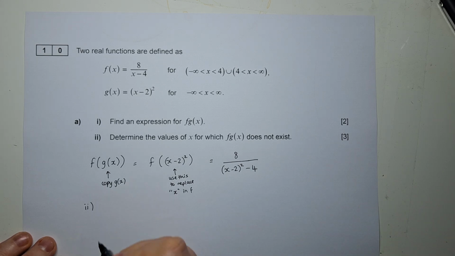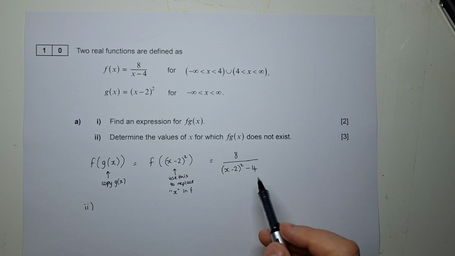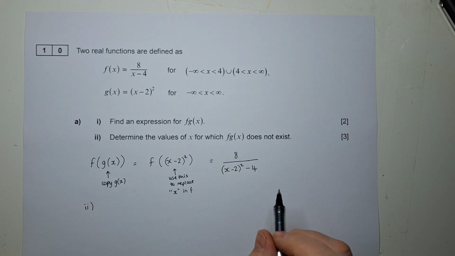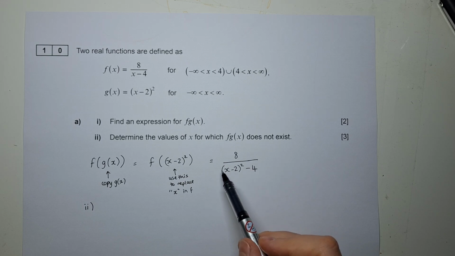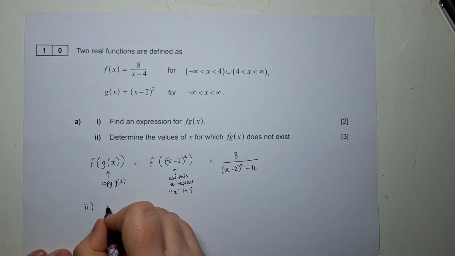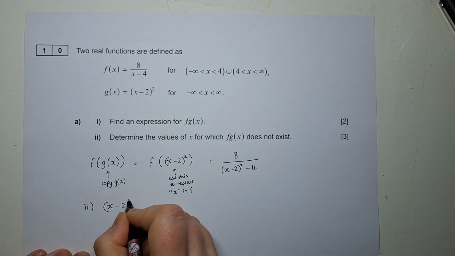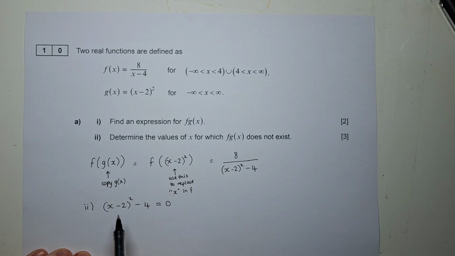Part 2. Determine the values of x for which fg of x does not exist. Now that's quite an unusual question. When we've got a fraction, zeros on the bottom of a fraction are not good. Okay, you divide by 0 and you just get error. So basically, we don't want to have a 0 on the bottom of this fraction. So x minus 2 squared take away 4 being 0 is going to be a problem. So it looks like if we solve this, we'll find the values of x for which my fg of x doesn't work.